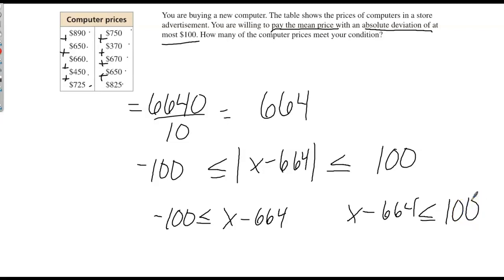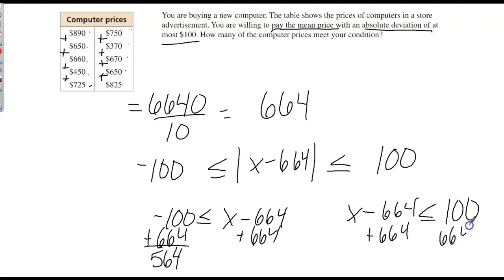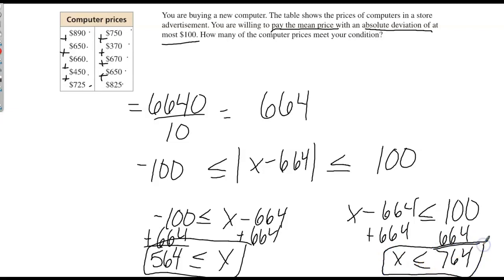So then, if I do it on this side, what do you get? Plus 664, and then you get 564. On this side, I would add 664, and you get 764. Okay, so this is saying the least amount I'm going to pay is 564. The greatest amount I want to pay is 764.